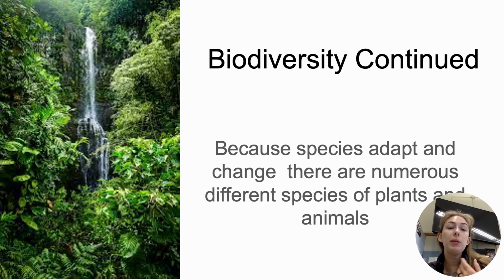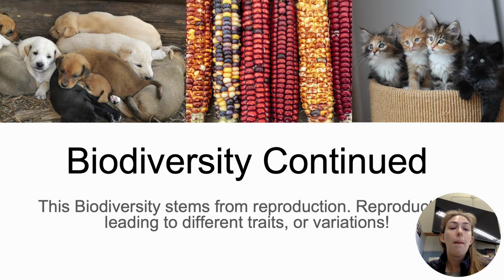Now, because species adapt and change, there are numerous different species of plants and animals, right? Things are going to adapt to their environment, and that's going to change who and what survives. Biodiversity ultimately stems from reproduction. Reproduction leads to our different traits or variations.